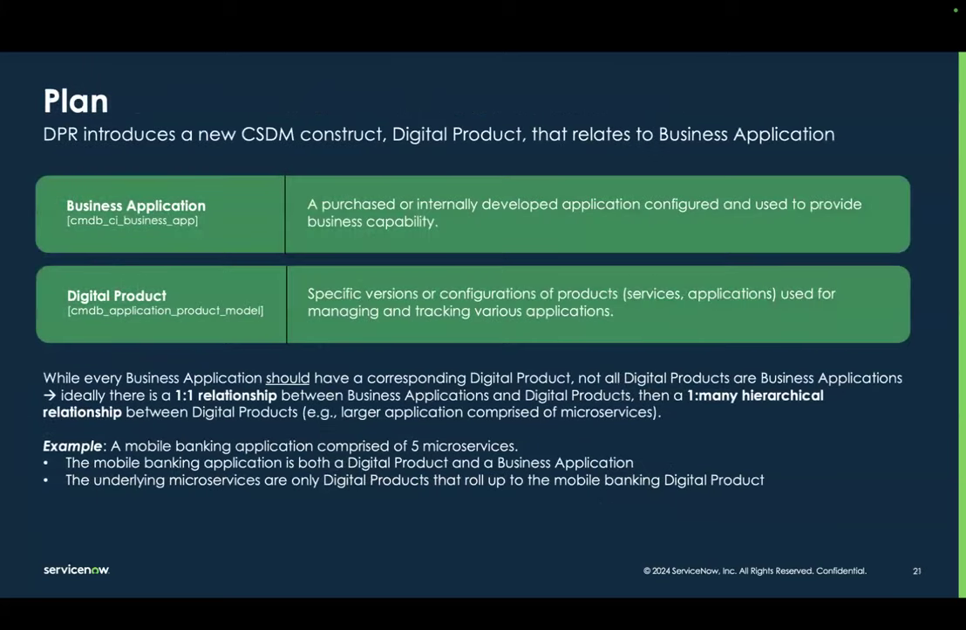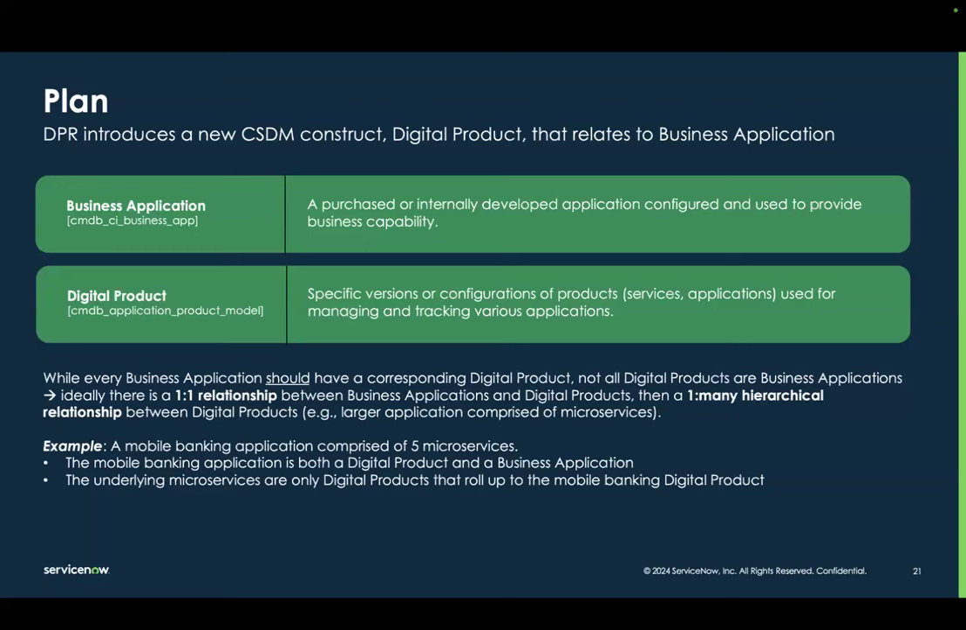So if we talk about a business application, this is something that is, I'd say, important, something that you truly want to manage. If you're doing enterprise architecture, this is really what you're going to be doing that enterprise architecture off of. And that business application is linked to a digital product, which is the application product model. And there's a linkage between them.